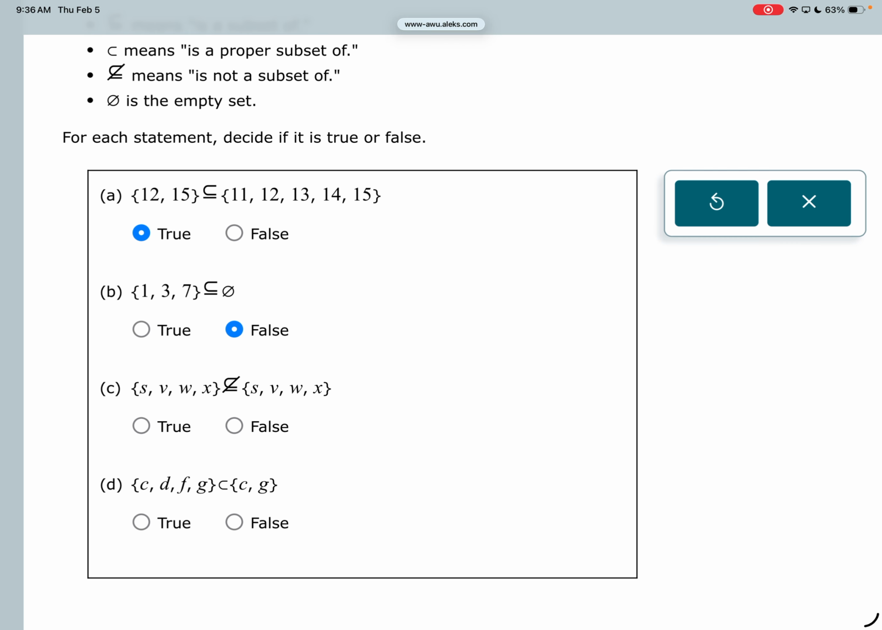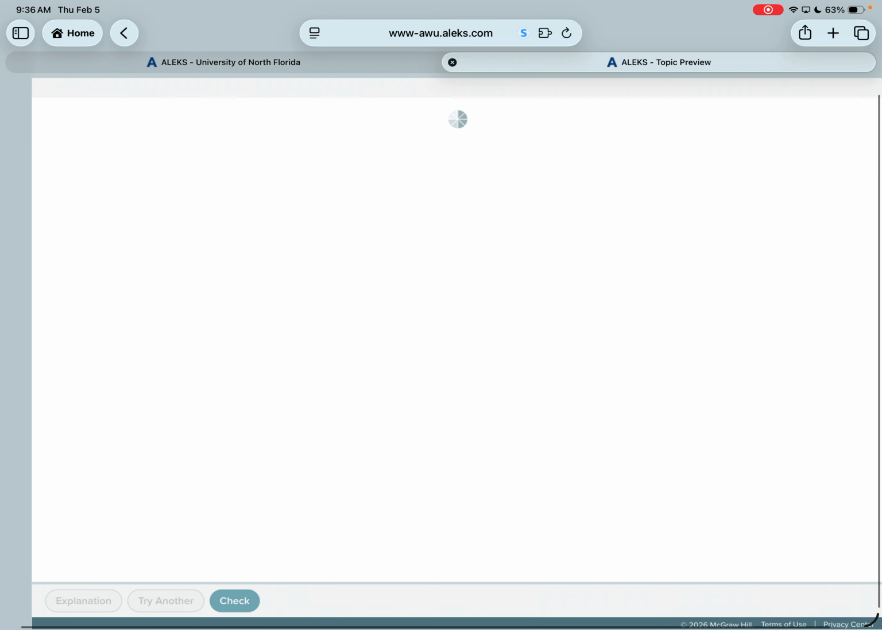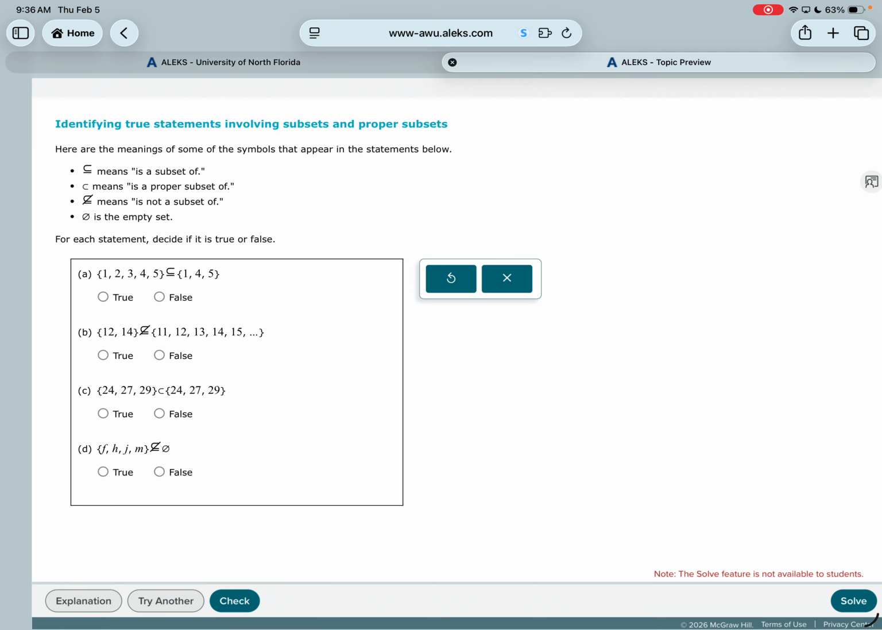SVWX is not a subset of SVWX. That is false. It is a subset. It's just not a proper subset, okay? Again, that's what I think about the line underneath. It's kind of like it can equal that. And then CDFG is a proper subset of CG. Again, those are switched. That's going to be false. Let me do another one of those because I don't feel like we got the variation that I wanted.